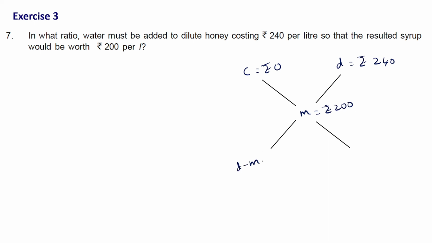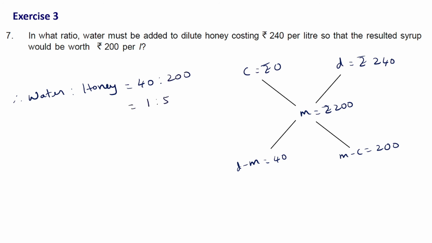So here we have D minus M. So 240 minus 200 is 40. Here we have M minus C. 200 minus 0 is 200. So the ratio of water to honey is equal to 40 is to 200, or it is equal to 1 is to 5. So the ratio of water to honey is 1 is to 5. This side we have water and this side is for honey.